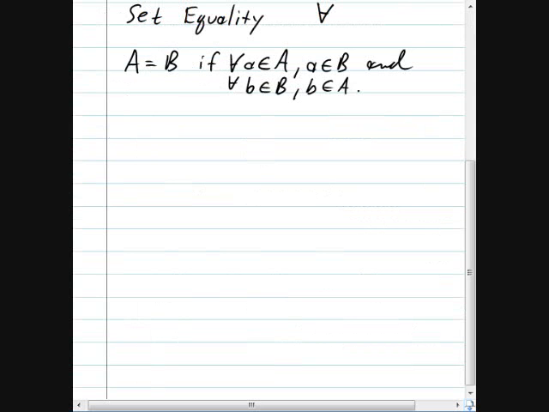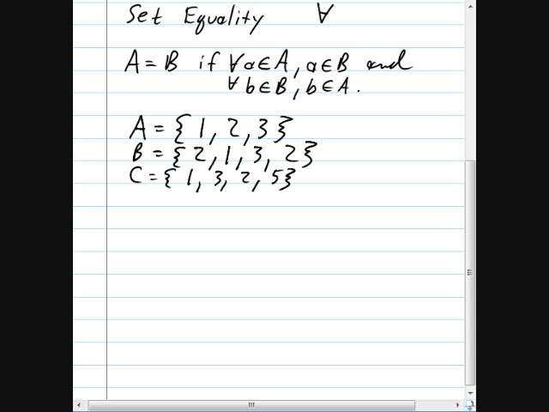So let's take a look at some sets and decide whether or not they are equal based on this definition. So here we have 3 sets. Set A is the set containing the elements 1, 2, 3. Set B is the set containing the elements 2, 1, 3, 2. Set C is the set containing the elements 1, 3, 2, 5. So let's decide if any of these sets are equal. Let's begin by looking at sets A and B.